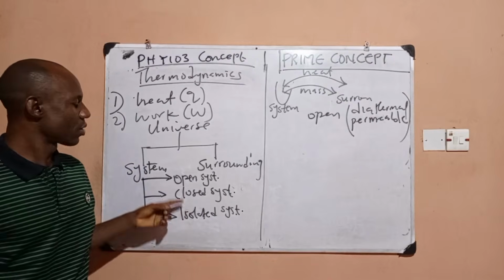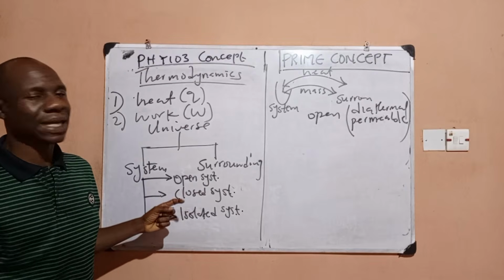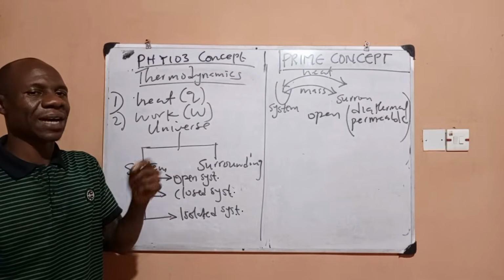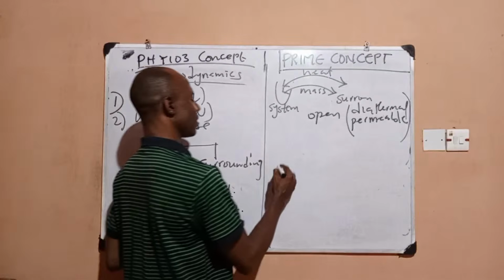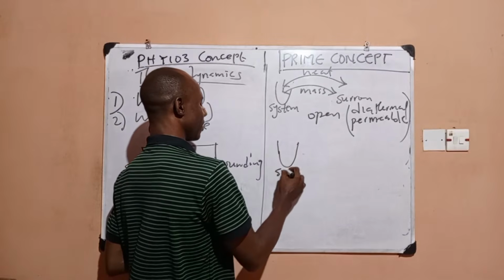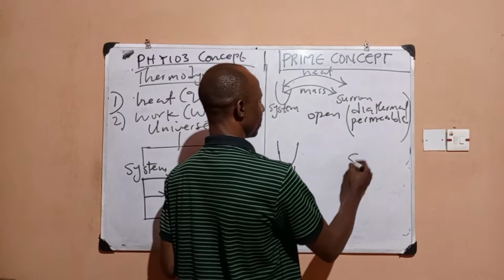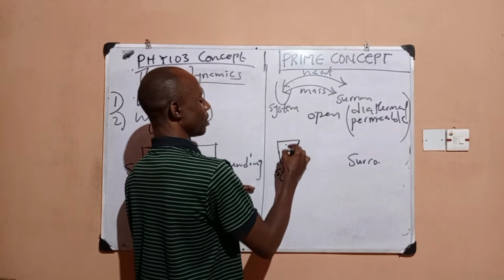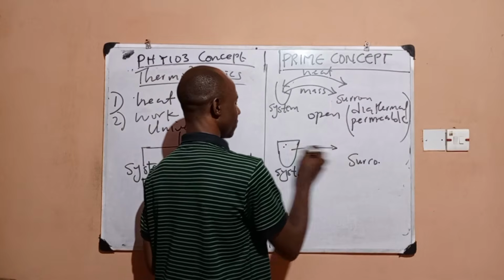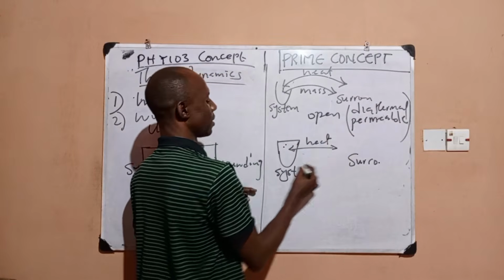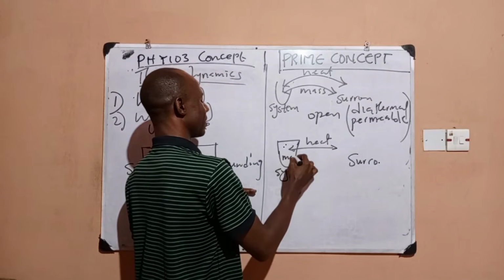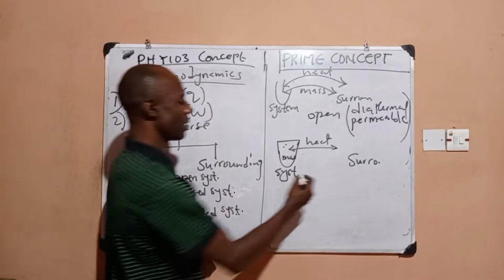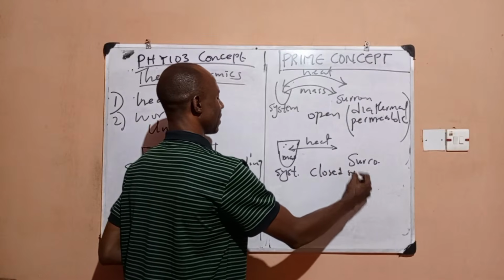So number 2 is your closed system, right? What is a closed system? A closed system is a system that allows exchange of heat between system and surrounding, but does not allow exchange of matter. So for your closed system, you have something like this. This is your system. This is your surrounding. So you would have that this is closed so that heat can move, but matter or mass stays inside. Only heat can move between system and surrounding. This kind of system is a closed system, right?